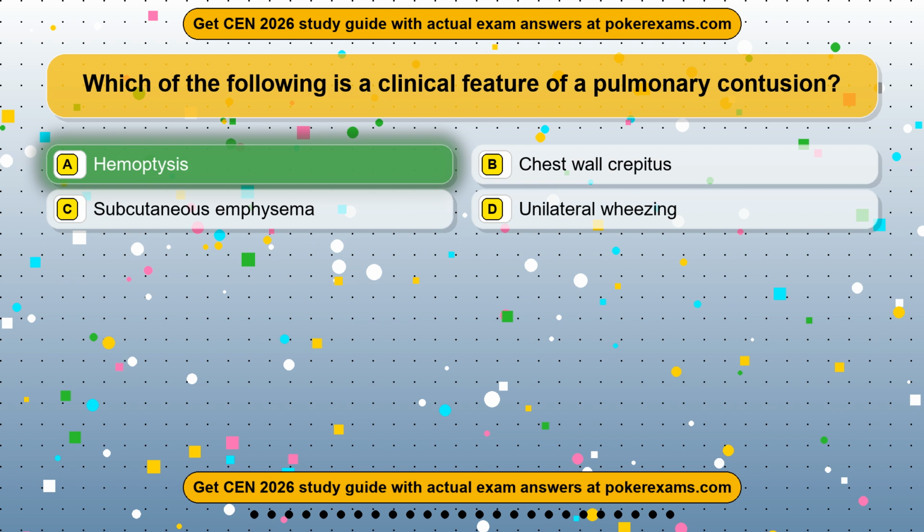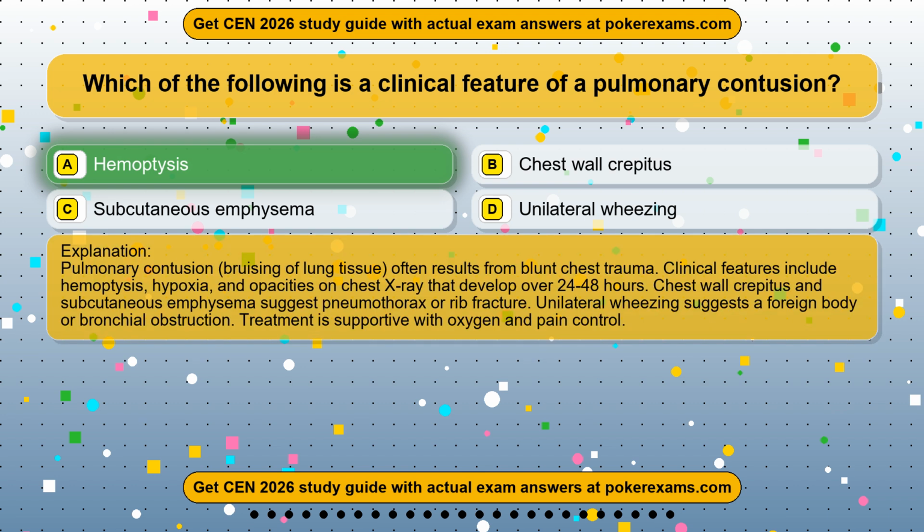Hemoptysis. Pulmonary contusion, bruising of lung tissue, often results from blunt chest trauma. Clinical features include hemoptysis, hypoxia, and opacities on chest X-ray that develop over 24 to 48 hours. Chest wall crepitus and subcutaneous emphysema suggest pneumothorax or rib fracture. Unilateral wheezing suggests a foreign body or bronchial obstruction. Treatment is supportive with oxygen and pain control.